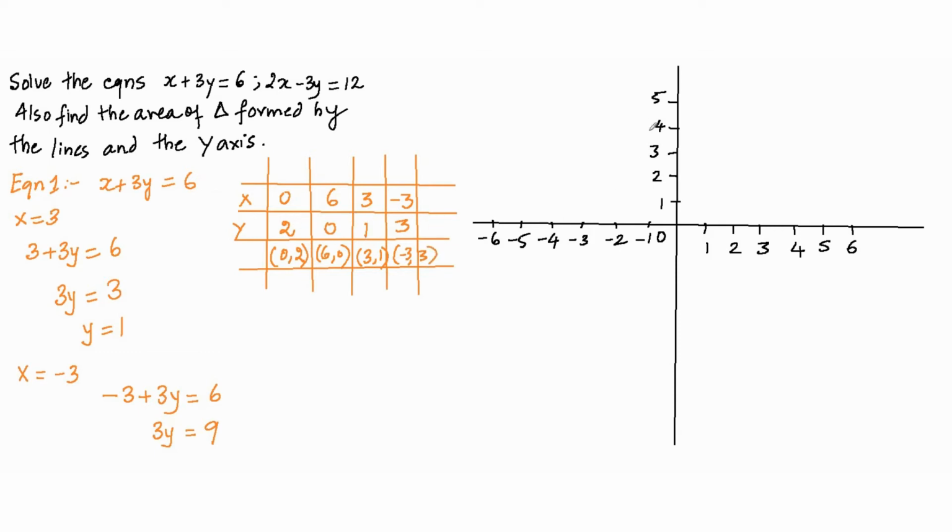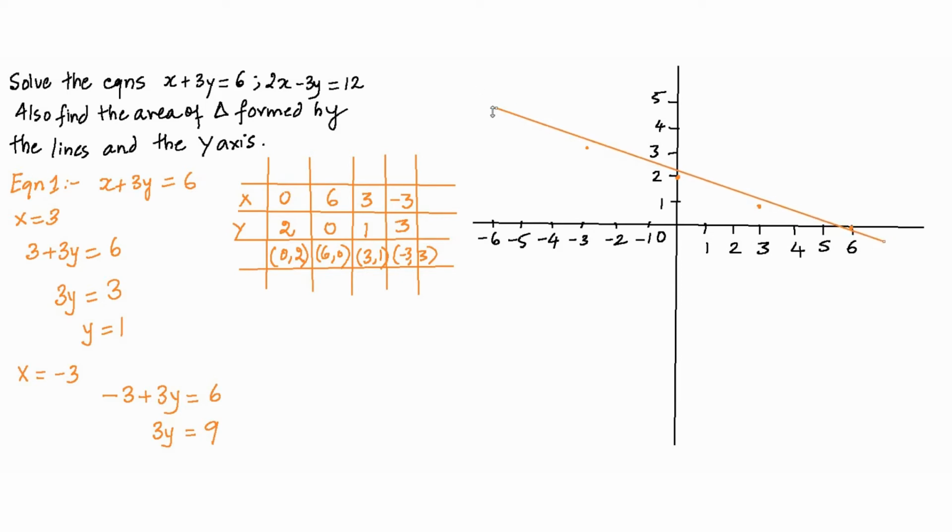So let us quickly plot these points now. (0, 2) lies on the y-axis. (6, 0) lies on the x-axis. Then (3, 1) lies over here. Then (minus 3, 3), so let's see where it lies. (Minus 3, 3) is going to lie somewhere over here. So now I'm going to draw a line that joins these 4 points.